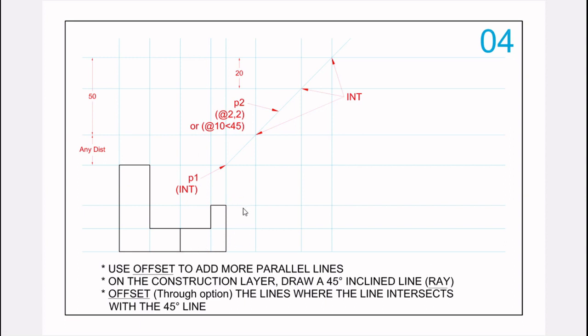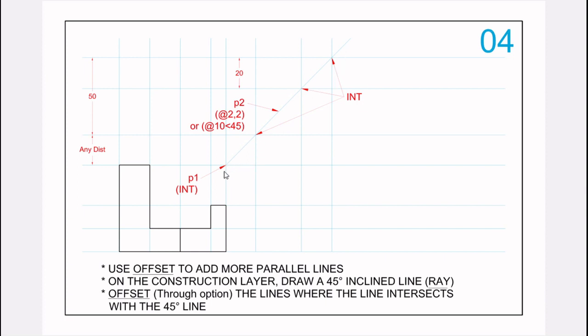Okay, next we offset more parallel lines. We offset this construction line there, any distance. Then we offset 50. Okay, and we also will make a 45-degree line, this line. So how to do that? We click point 1 intersection and we draw the second line.